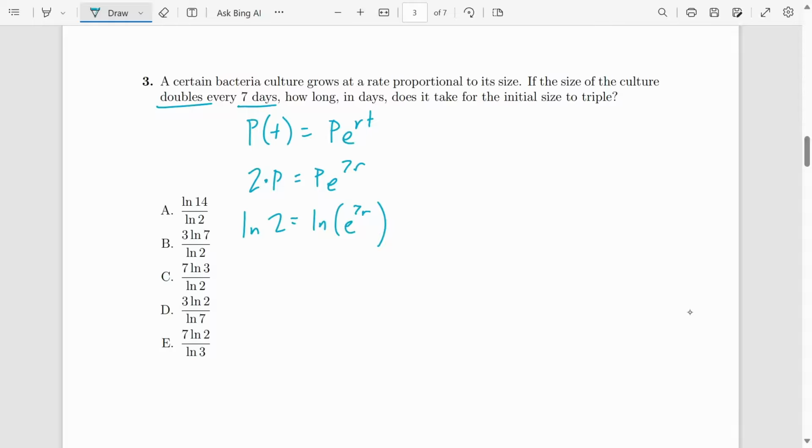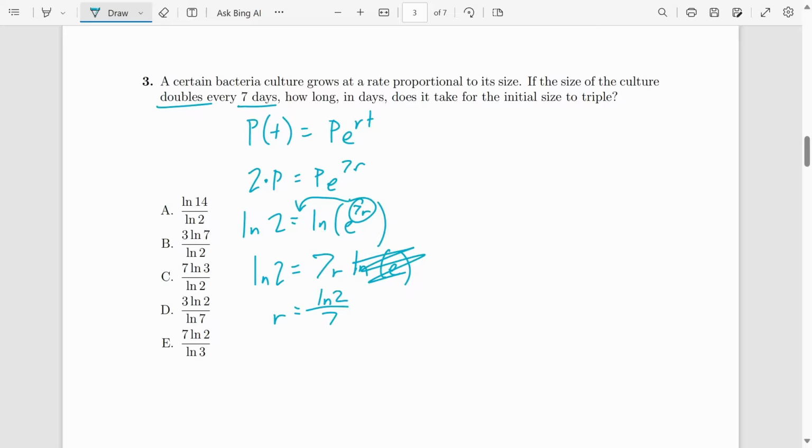And when we do that, we can use a property of logarithms. We can take this 7r and move it out front. We'll be left with ln of 2 equals 7r times ln of e. Now ln of e is just 1, so we can cancel that out. And we can divide both sides by 7 to get r equals ln 2 all over 7. So that is the rate. I guess it's every 1 day. I don't really know what the rate means.